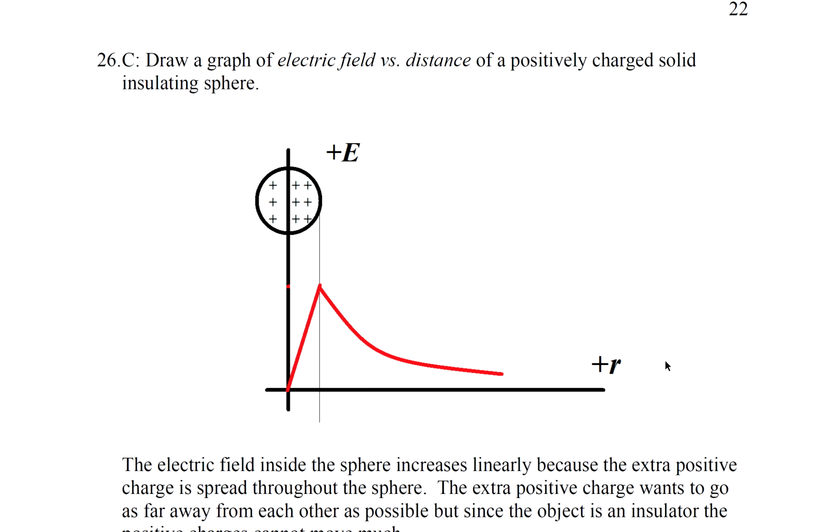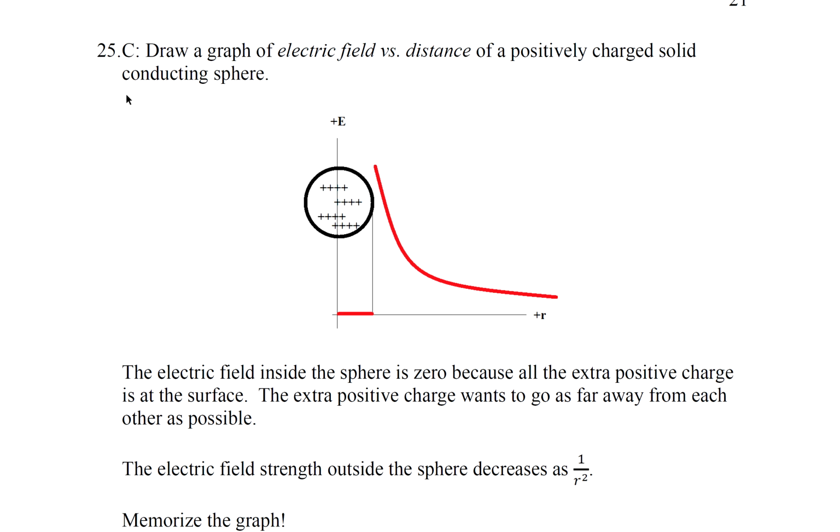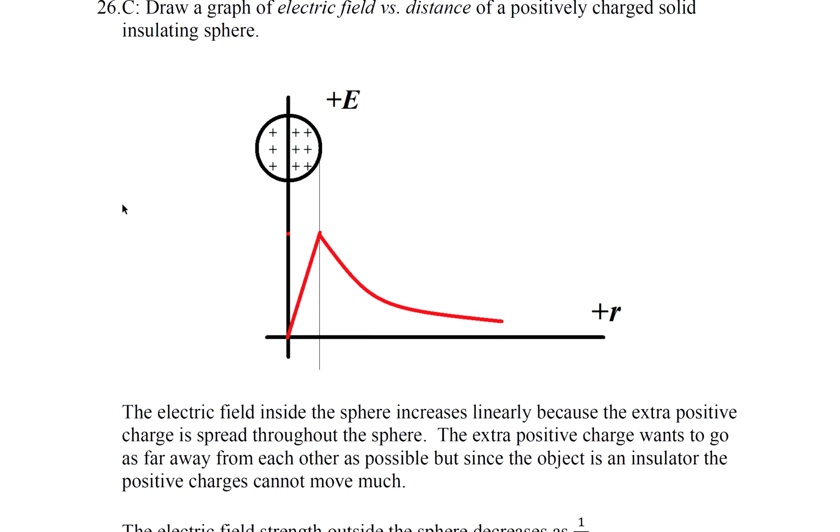Question 26. Draw a graph of electric field versus distance of a positively charged solid insulating sphere. So this is insulating. 25 was conducting. So for an insulating sphere, it's going to look like this. Inside the sphere, the more outside we go, the electric field strength goes up linearly. Then, as we leave the surface of the sphere, it goes down as 1 over R squared.